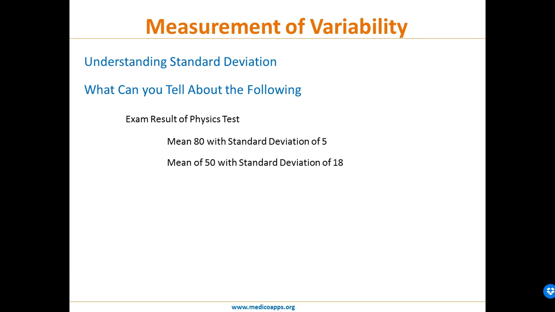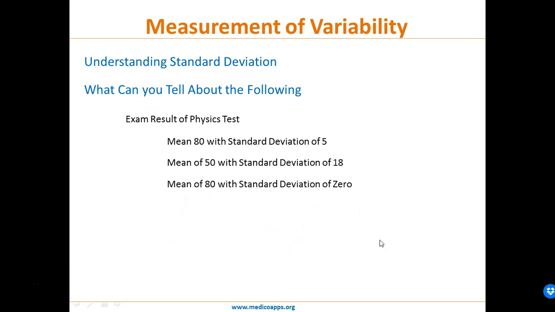In the next test, the mean is 50, which means it was a tough test. Out of 100, 50 was the average score, and the deviation was also high. So good students scored very well and bad students scored very little. If we graphically represent it, we can get something like this. Here the mean is 80 and the values are clustered together. Here the mean is 50 and the values are more scattered.